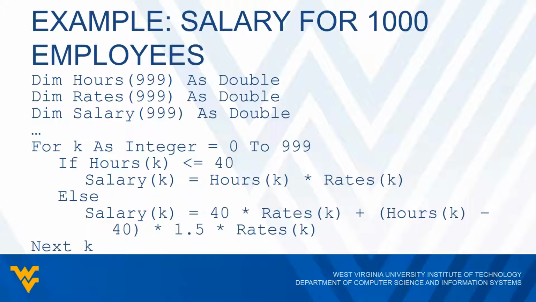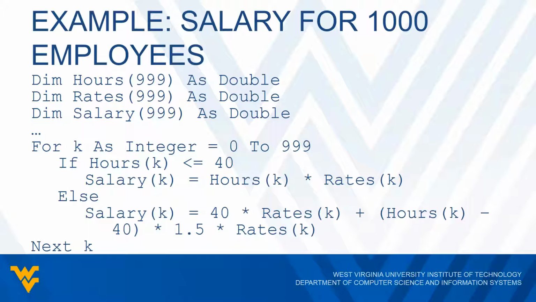So the way we're going to do this is we're going to have 3 different arrays. One array is going to contain all of the hours for each employee. Another array is going to contain all of the pay rates for each employee. And then we'll have a third array which would store the salaries for all the employees. And the way we'll make this work is a specific index would correspond to a specific employee for all 3 arrays. For example, if the index is 5, then hours(5), rates(5), and salary(5) all correspond to the same person.